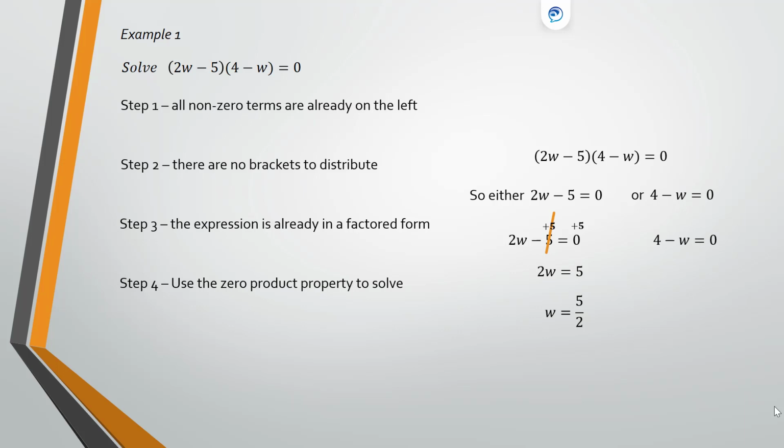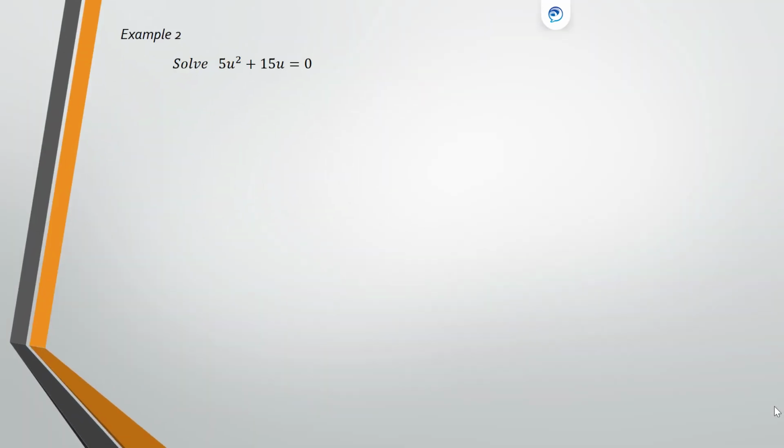Or we can say 4 minus w equals 0. Add w to both sides of the equation. Plus w minus w will cancel, and we're left with w equals 4. So the solutions to 2w minus 5 multiplied by 4 minus w equals 0 are w equals 5 over 2 and w equals 4. Okay, example number 2.